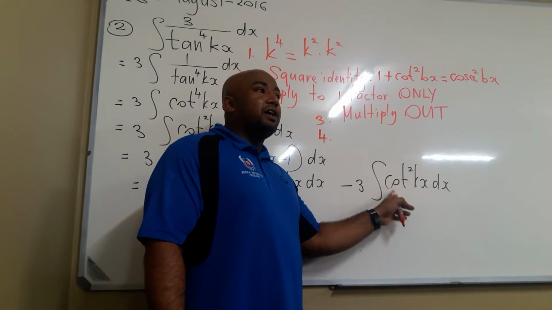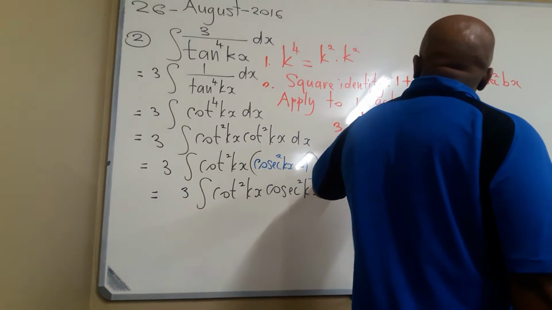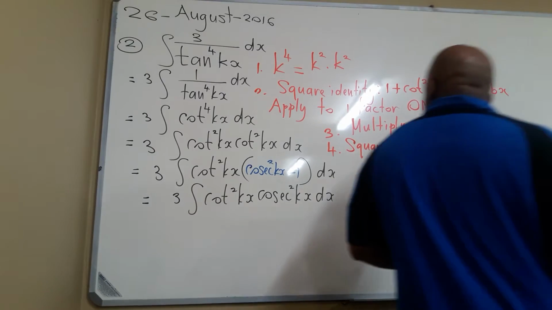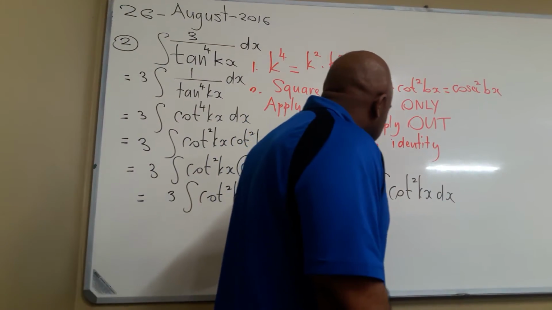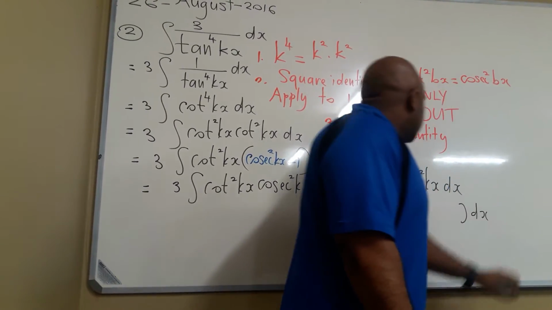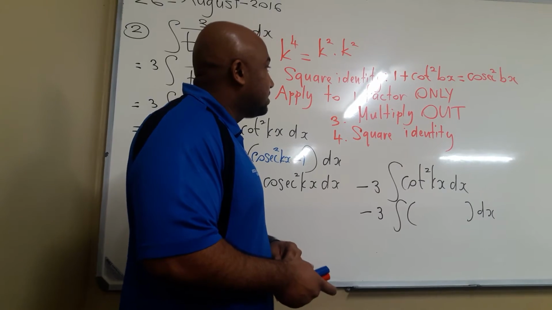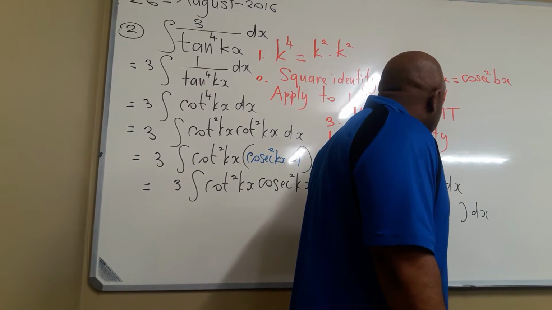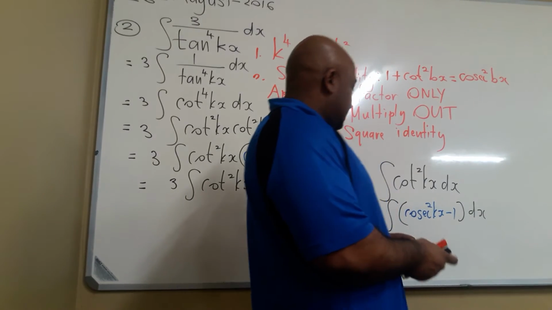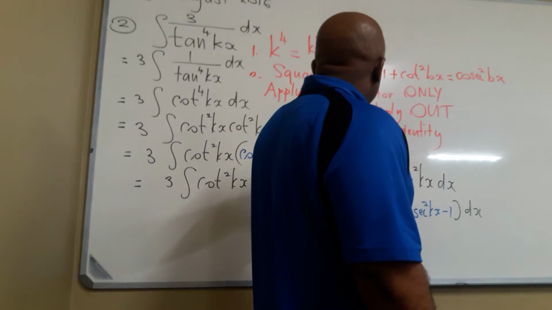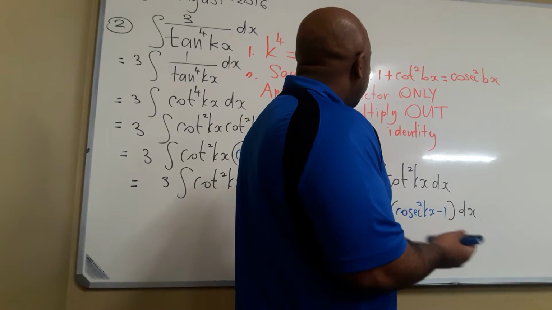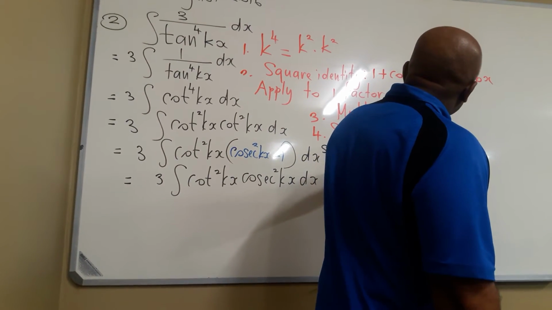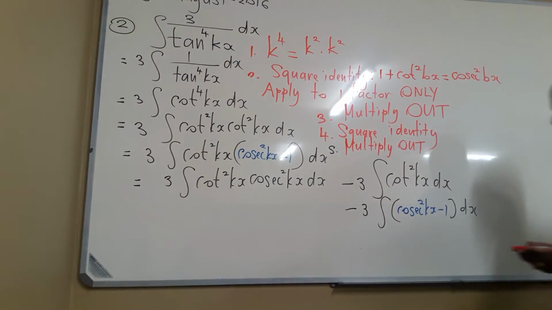So now here, step number 4, what do we do? We need to apply our square identity again. Right, so you apply your square identity here to cot squared. There's your square identity, 1 plus cot squared is cosec squared. So cot squared will be cosec squared of kx minus 1. So now, after your square identity, what you can do is multiply out again.